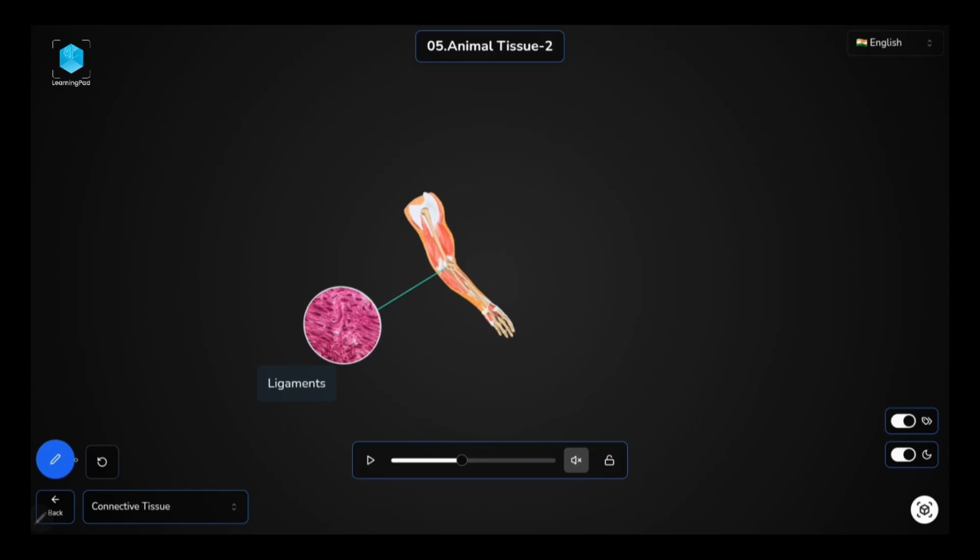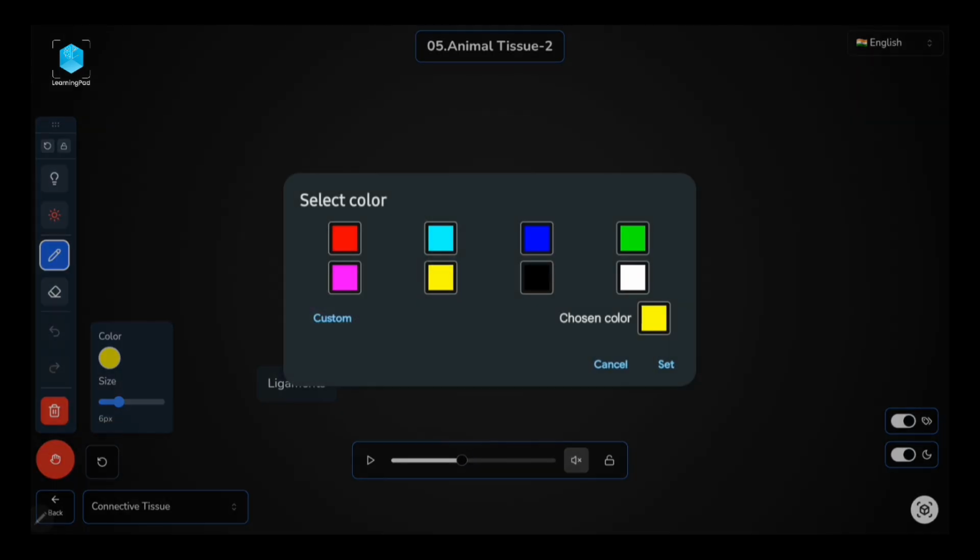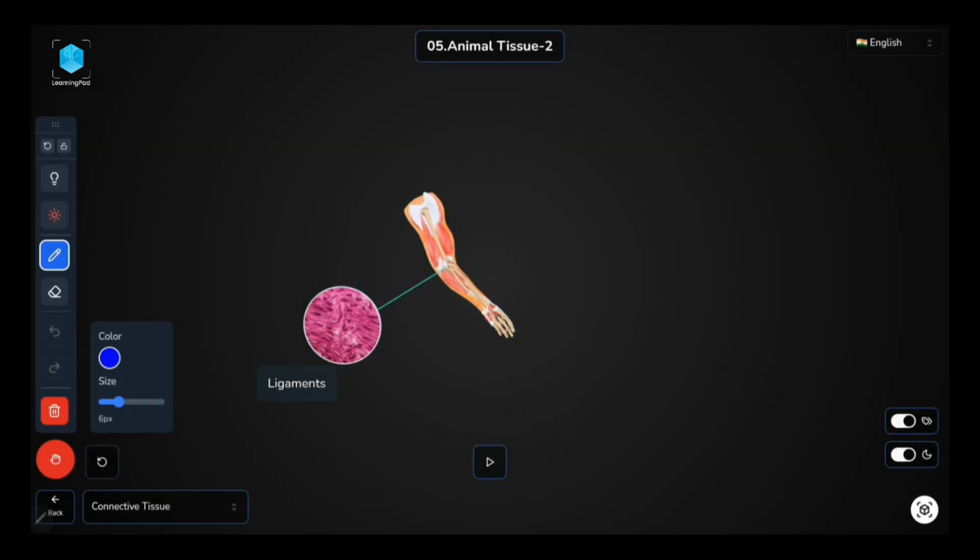There you can see the bones. Two bones are joined together. These two bones are joined together by a connection in between. That connection is called connective tissue. One of the connective tissues is ligament.